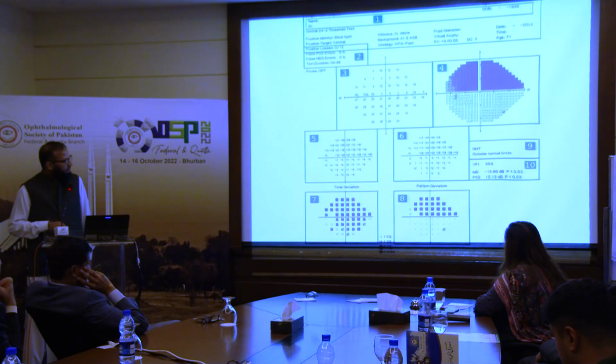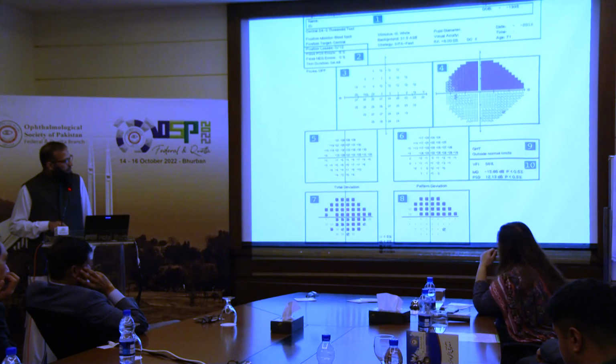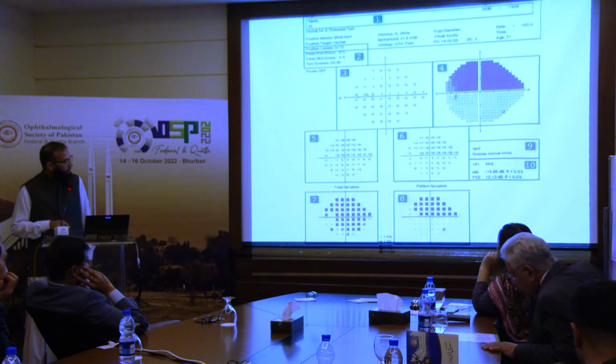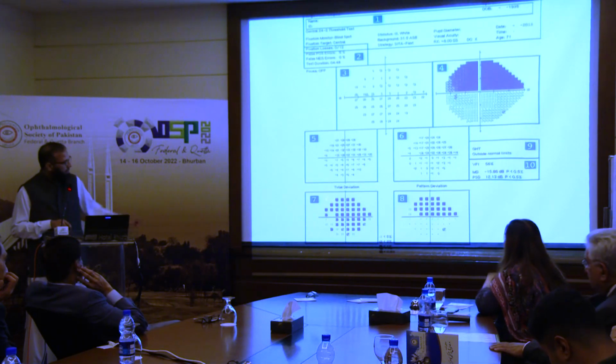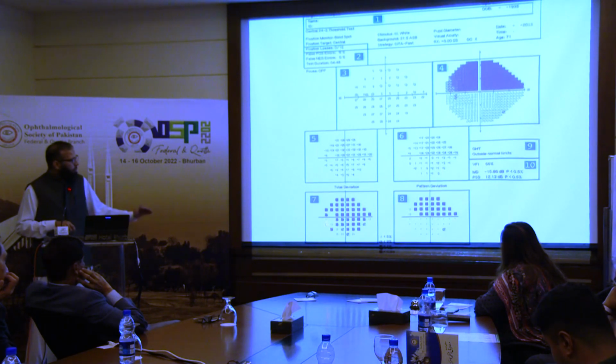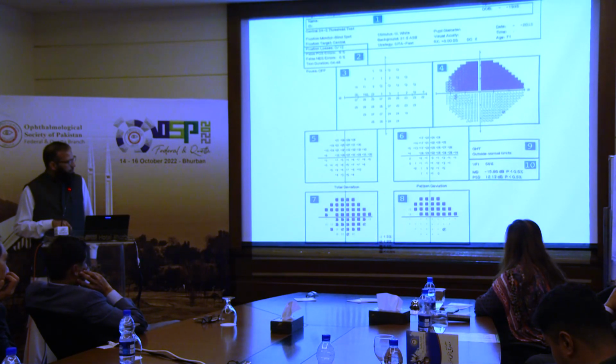And this is the grayscale for this total deviation plot. The points which are more significantly depressed are colored in darker boxes, while the points which are significant but not to a greater extent are marked with p value less than 5 percent, p value less than 2 percent, etc.